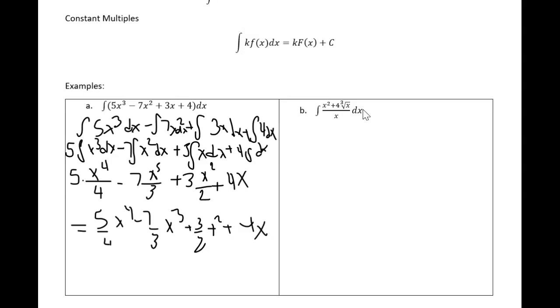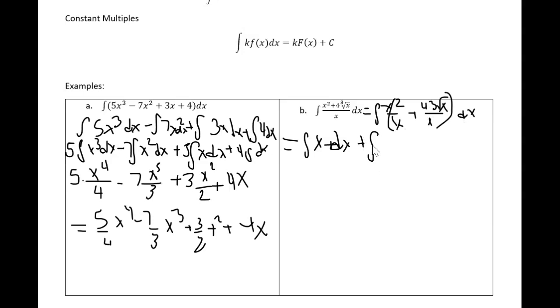Over here, we're going to do a little algebra first. So I'm going to split that into 2 separate terms. This is x squared over x plus 4 cube root of x over x. And now I need it in parentheses because it's 2 separate terms, dx. And so that's going to give me the integral of x, if you simplify the first term, dx, plus the integral. Now over here, I'm going to bring that 4 out in front. So x dx, bring out the coefficient of 4.